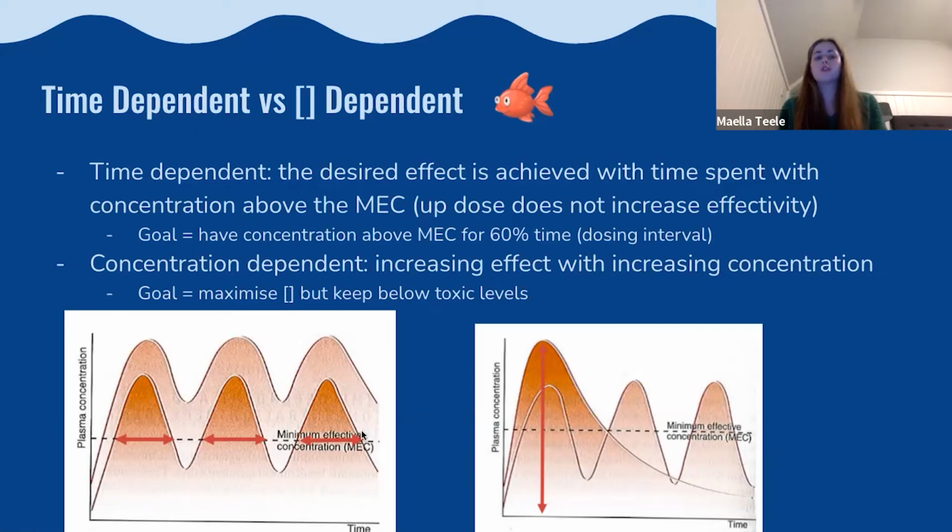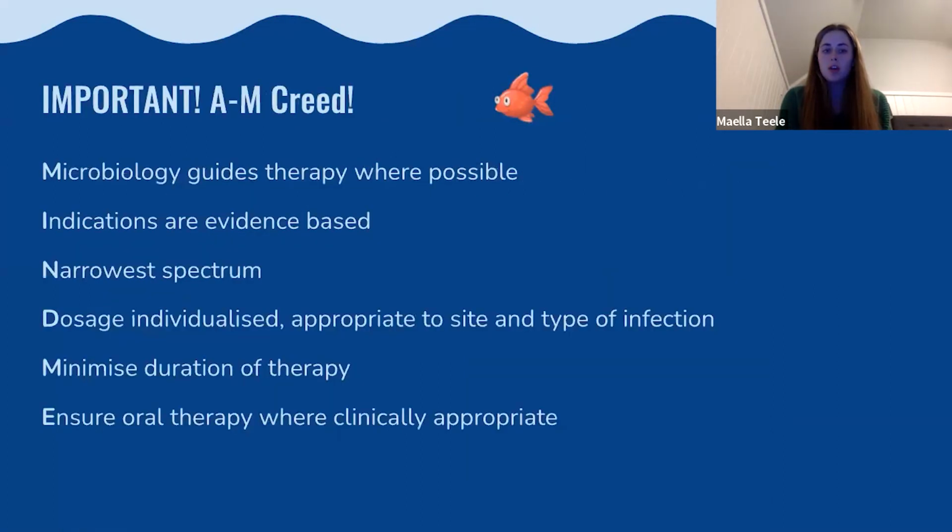And then you've got concentration-dependent dosing, which is where if you increase the concentration, you increase the effect. So the goal of this type of regime is to maximize the concentration, but make sure that you're not increasing the concentration above any toxic levels. So they're just two different ways to, I guess, administer and plan the dosing of antibiotics to keep in mind: time-dependent and concentration-dependent.